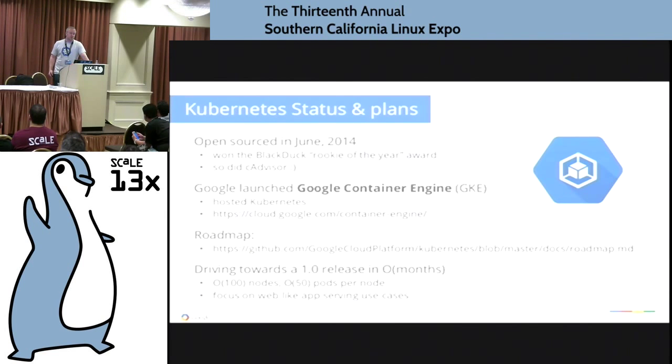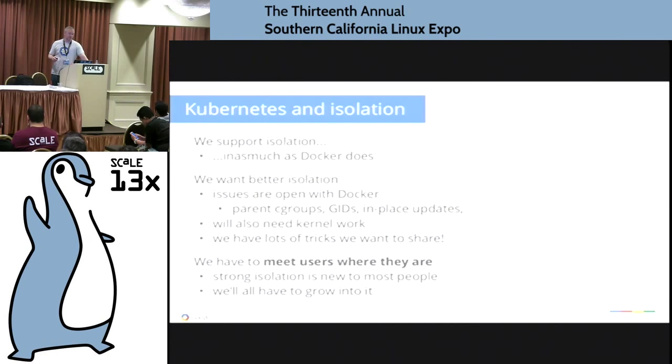So Kubernetes, I thought I had a slide on this. Kubernetes supports isolation exactly as much as Docker does. Which is to say not very well, right? But we're actively pushing on Docker. I do have a slide on this somewhere. Here we go. We're actively pushing on Docker, bringing some of the ideas that we want to see to Docker.